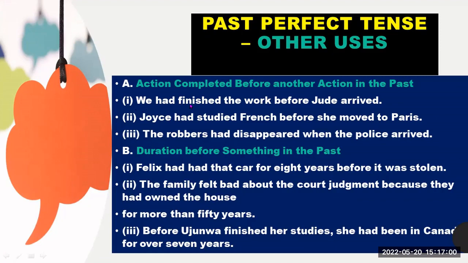Example one: we had finished the work before Jude arrived. Two things happened in the past, finishing the work and Jude arriving. But the one that took place first happened to be finishing the work. We had finished the work before Jude arrived. Now, the next example: Joyce had studied French before she moved to Paris. She had studied French.